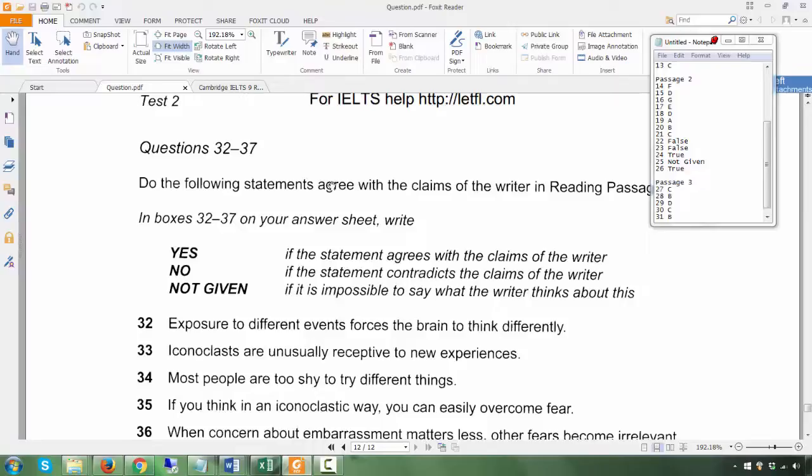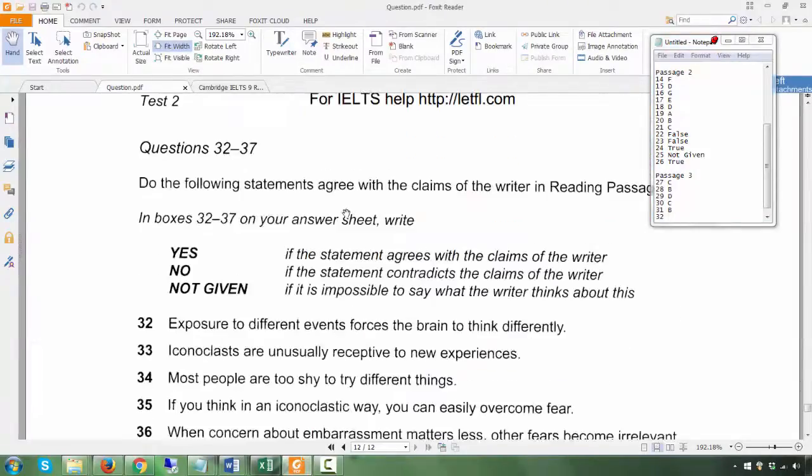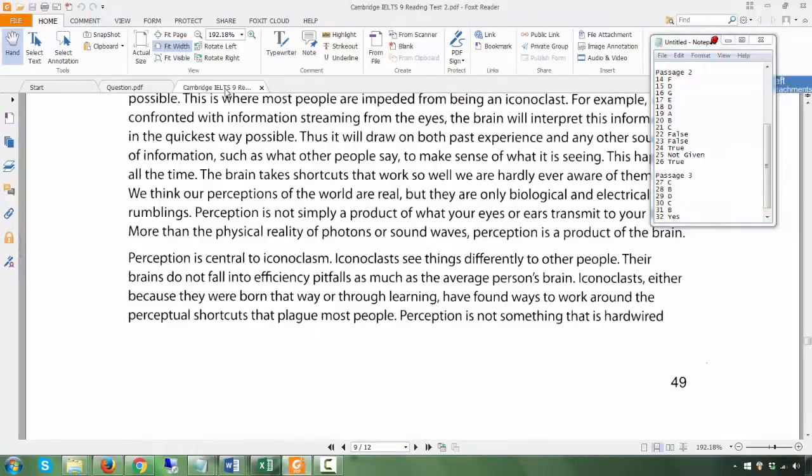32 to 37. As you can see again with 27 to 31, if you have noticed, there's order to it. And then for this 32 to 37, there should be order again because this is yes, no, not given. Exposure to different events forces the brain to think differently. This answer would be yes. Let's go to the passage.